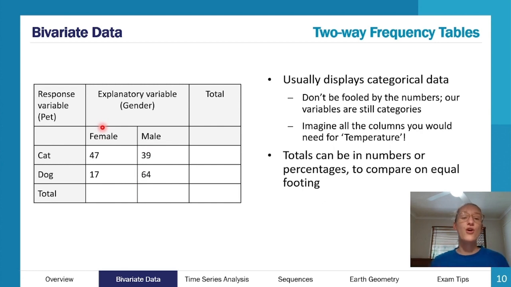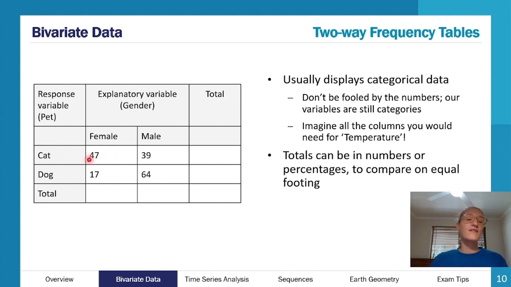So it's actually not fair to say, well, 47 females prefer cats and 39 males prefer cats, so therefore, females prefer more cats. That's actually not a fair comparison because I've interviewed more males. So to remove the impact of that, we can calculate it as a relative percentage, and then we can compare the numbers in percentages.